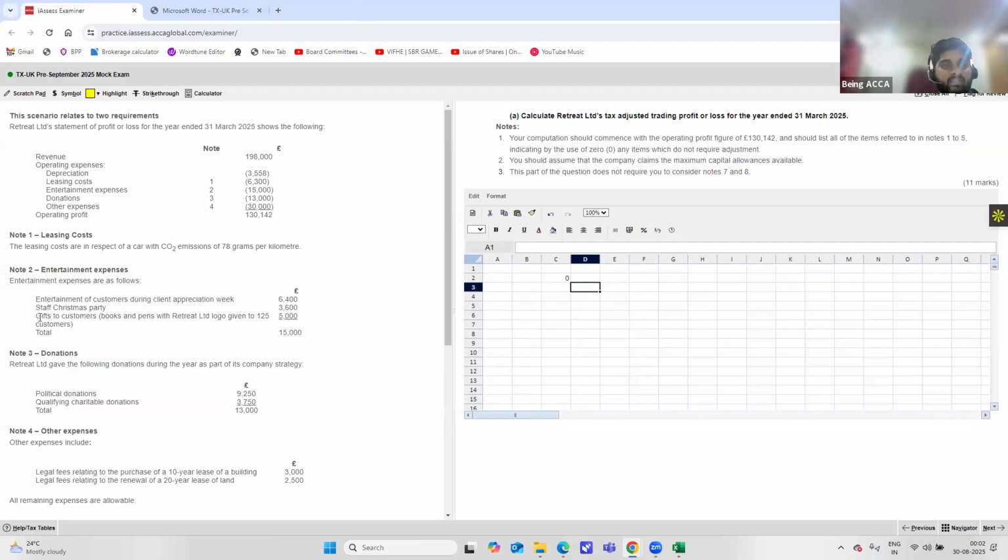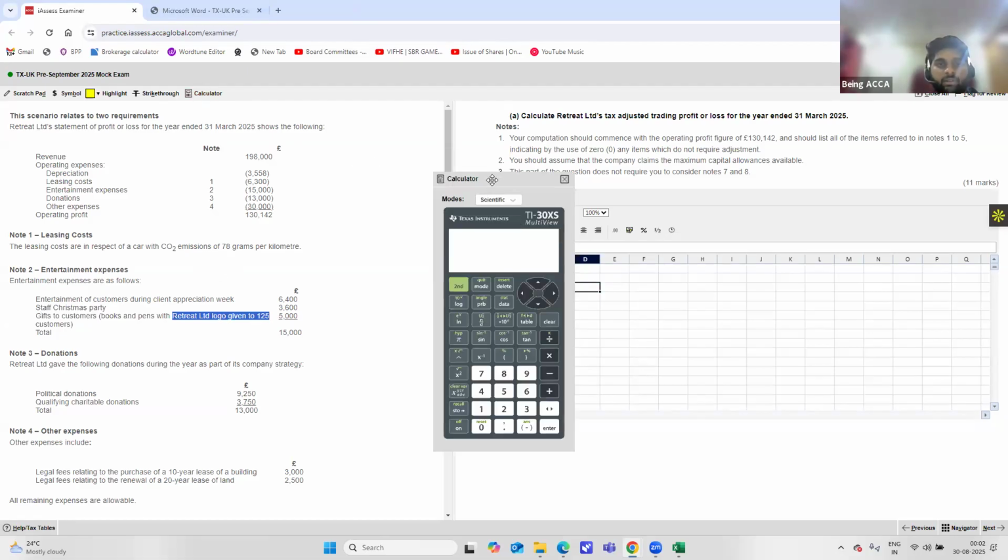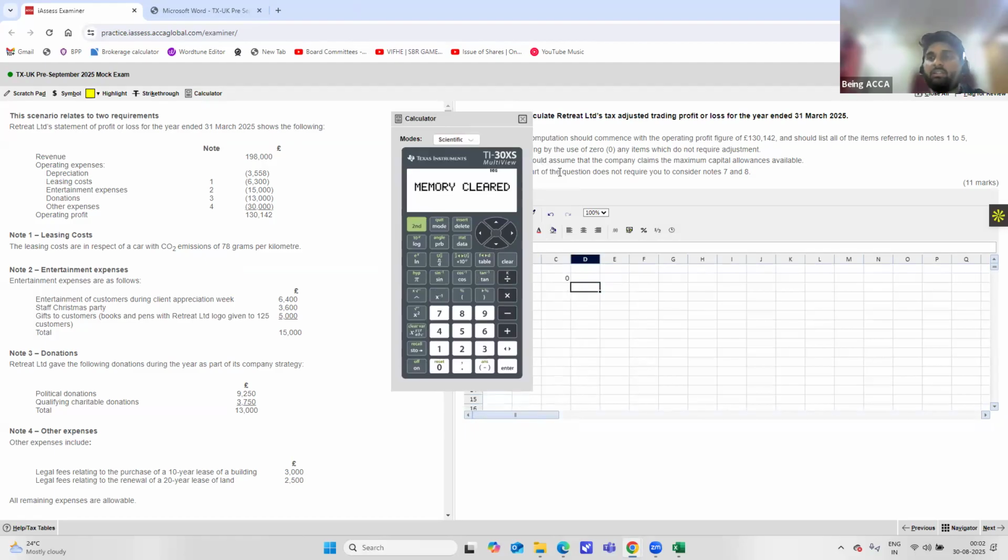Yes. Next, gifts to customers: books and pens with the Retreat logo, limited, given to 125 customers. So not every gift is allowed. What are the exemptions for gifts that can be given to customers? The value should be less than 50 pounds. It should not be food, alcohol, or tobacco. Correct? And it should have a conspicuous marketing scheme.